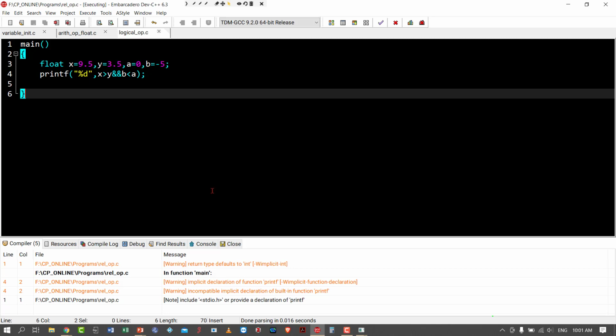In the slide we have discussed that these operators also produce output either as 1 or 0. 1 means true, 0 means false.